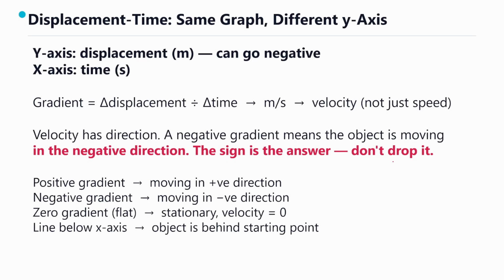Because displacement carries direction. A negative gradient doesn't mean you made a mistake. It means the object is moving in the negative direction. So a flat line still means stationary, velocity is 0 obviously. A line going below the x-axis means the object is behind where it started, and the displacement is negative. And that's exactly where marks get dropped. The calculation is identical to the distance time graph, but students see a negative gradient and either panic or ignore the sign. Don't. It's the answer.